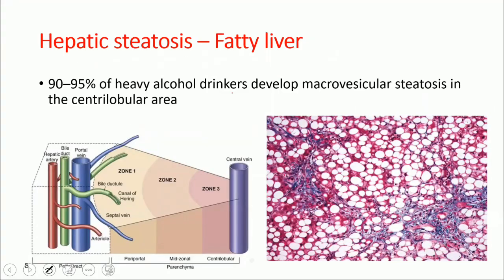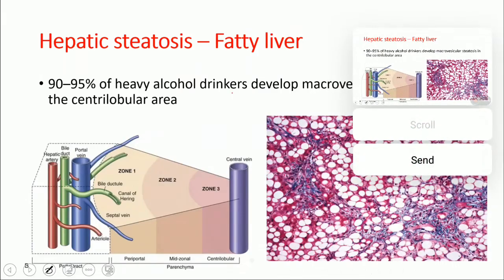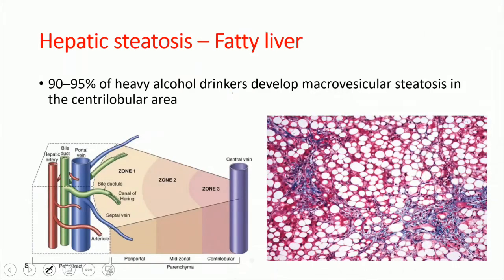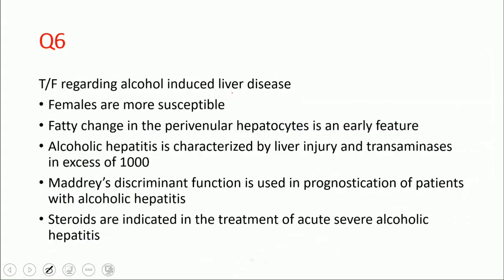Right. So the spectrum of alcohol-related liver disease ranges from just fatty liver, where you see centrilobular fat deposition, to alcoholic hepatitis. True or false regarding alcohol-induced liver disease? Females are more susceptible is true, because they have slightly different alcohol metabolism. Ethanol metabolism is different and they are more susceptible.